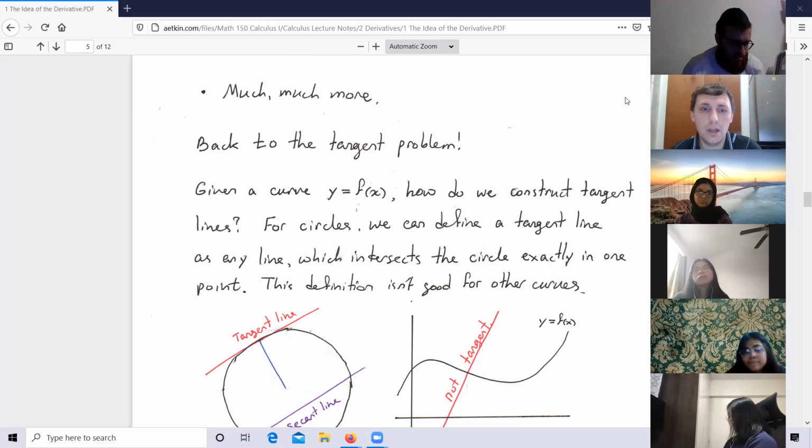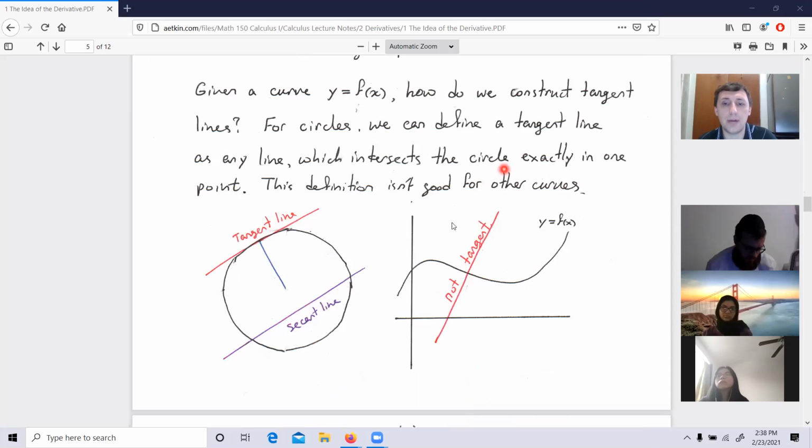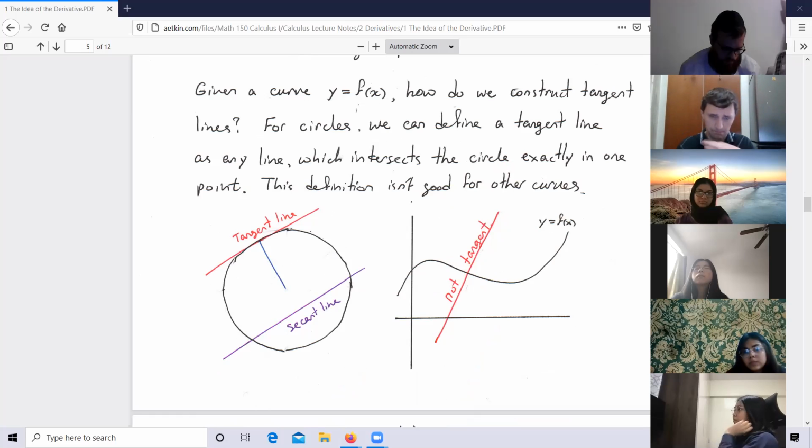Good? Now, there is, of course, a problem with that definition if we want to find the tangent line to a curve defined as y equals f of x. Do you see that this line intersects the curve at 1 point, but it's clearly not what you mean by tangent? It doesn't seem like a gentle touch. Tangent means you're doing this, right? You're petting the curve. You're not piercing it through.